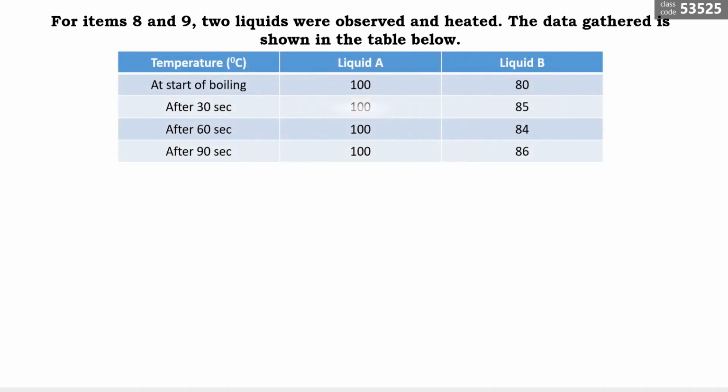Here is the table. Temperature in degrees Celsius, liquid A, liquid B. At the start of boiling, liquid A is 100, liquid B is 80. After 30 seconds, liquid A is 100, liquid B is 85. After 60 seconds, liquid A is 100, liquid B is 84. And after 90 seconds, liquid A is 100 and liquid B is 86.